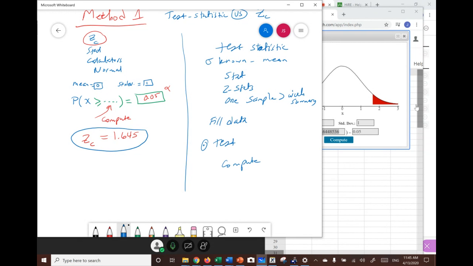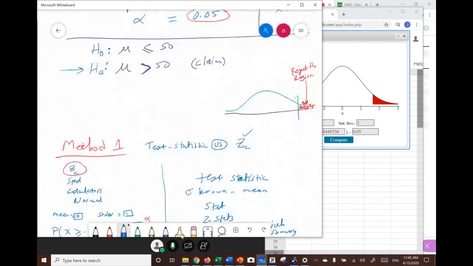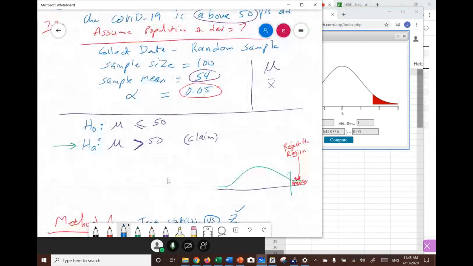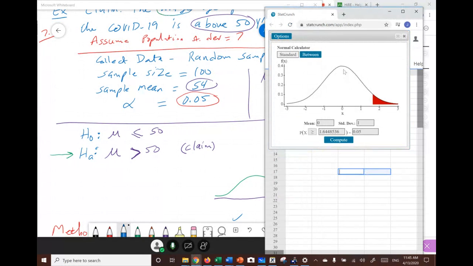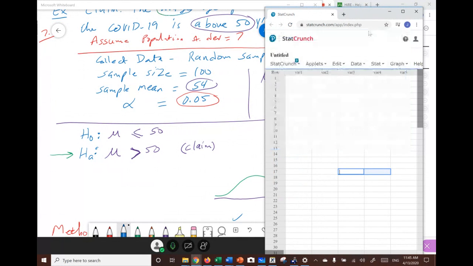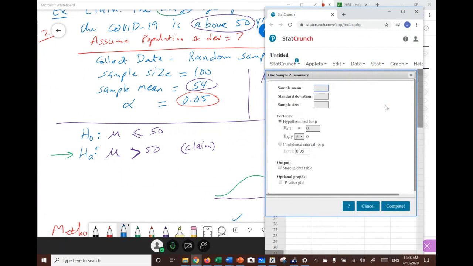Let me show you. But before I show you, I need to scroll up because I need to show you all of this here because I need this. Okay, so this is what we do. We're going to close this. We're going to go to Stat. We're going to go to Z Stat. We're going to go to One Sample with Summary. And then the sample mean, notice that when you collected your data, the sample mean was 54. So you're going to put the 54 in there.